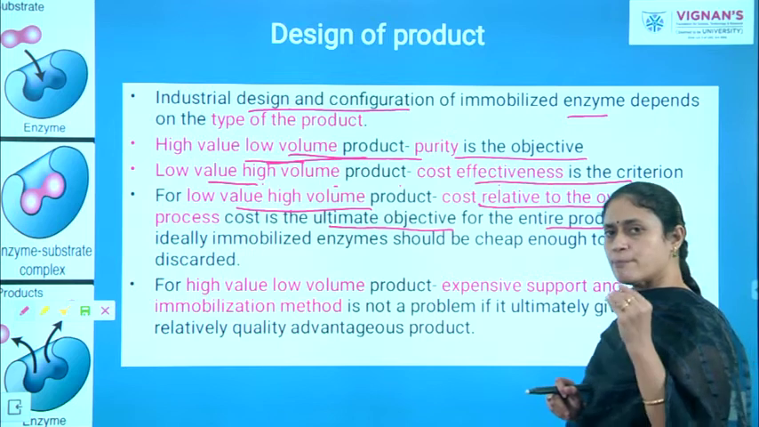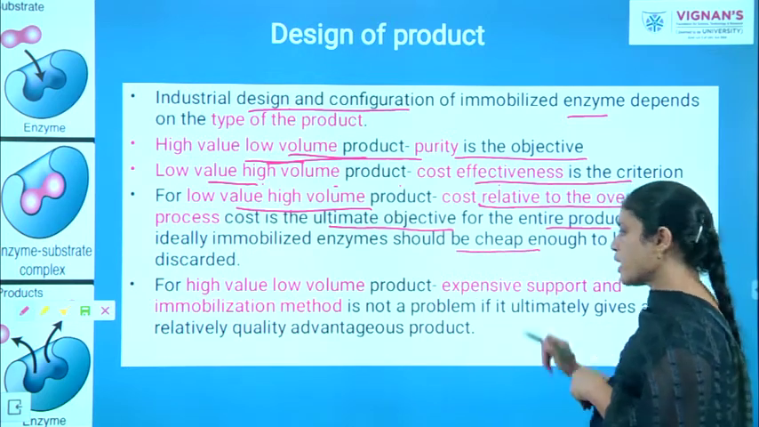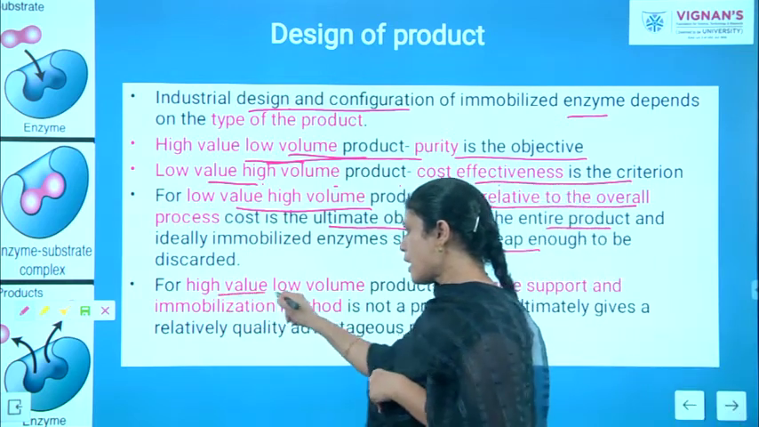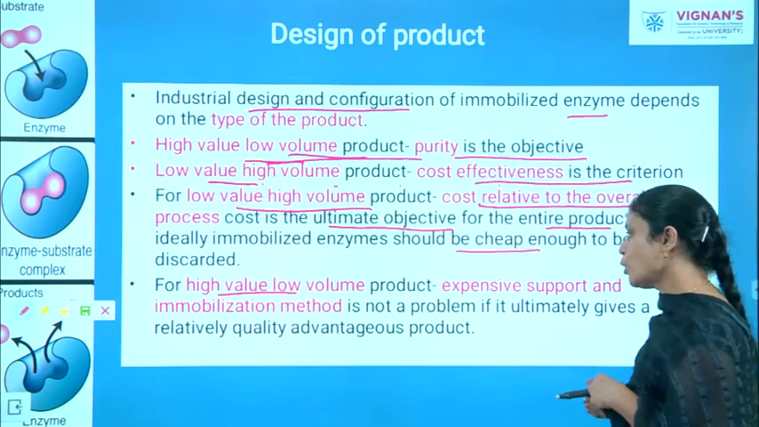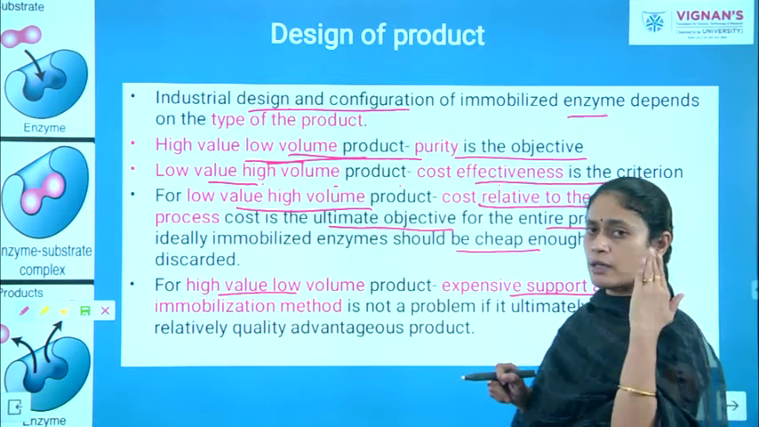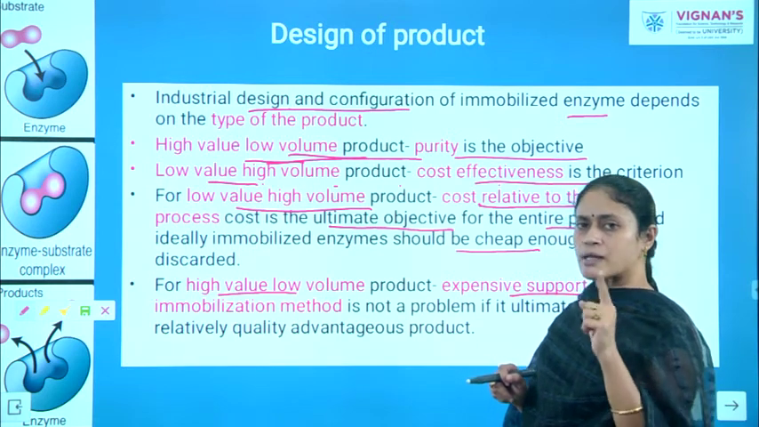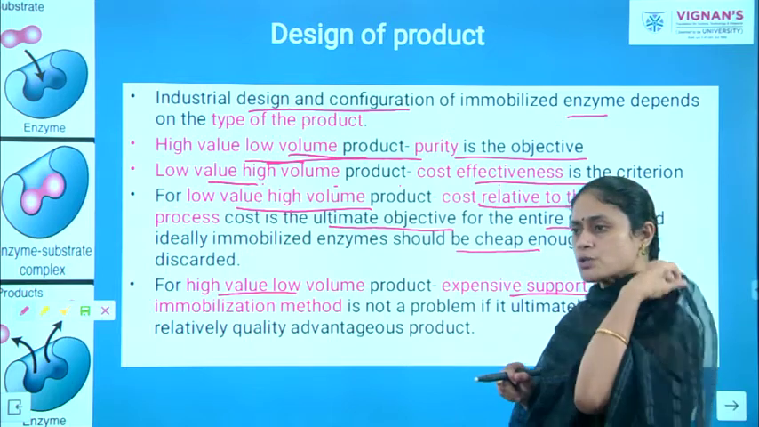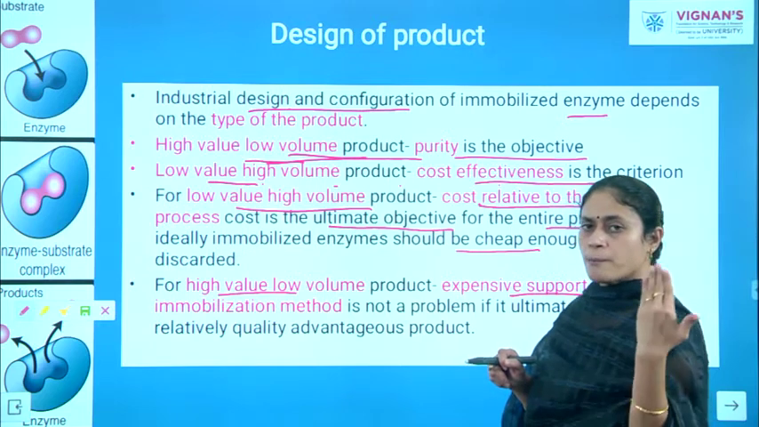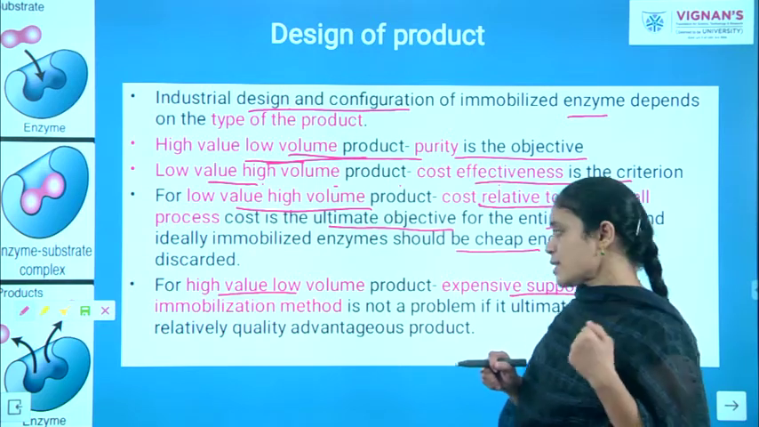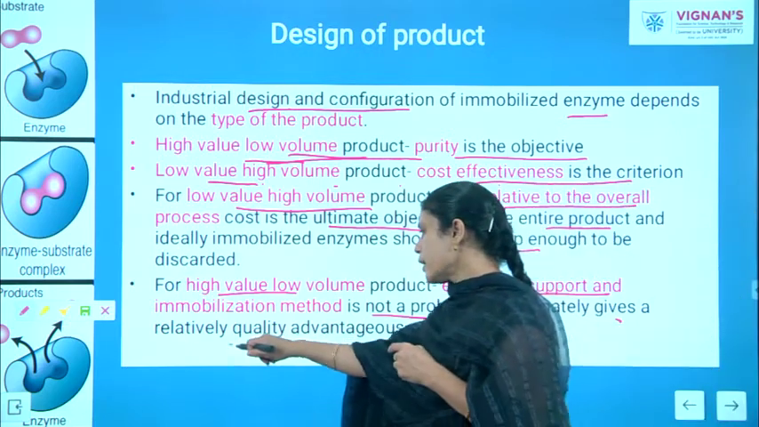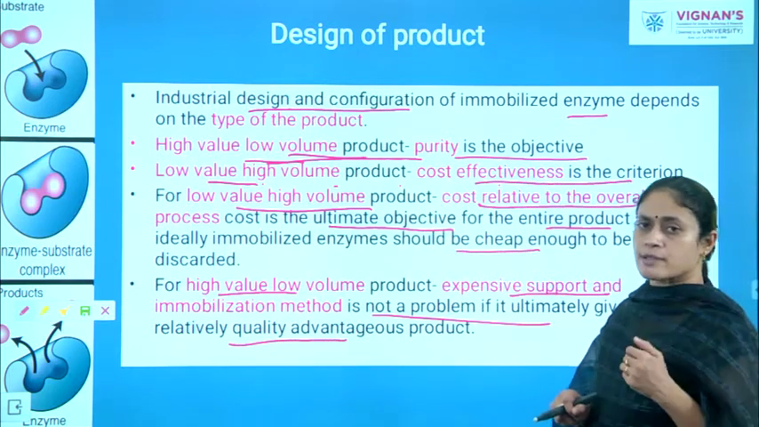For low value, high volume products, cost relative to the overall process cost is the ultimate objective for the entire product, and ideally immobilized enzymes should be cheap enough to get discarded. But in the case of high value, low volume products, expensive supports and immobilization methods should be used, because ultimately you require ultra pure enzyme in its active form. So you need to use expensive supports, you need to use a very compatible immobilization technique, and ultimately it gives a relatively quality advantageous product.